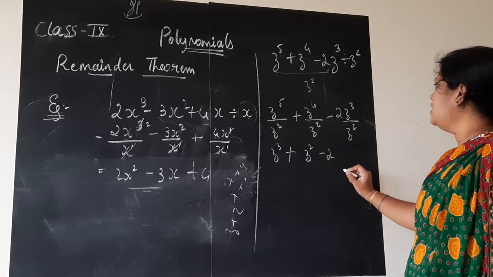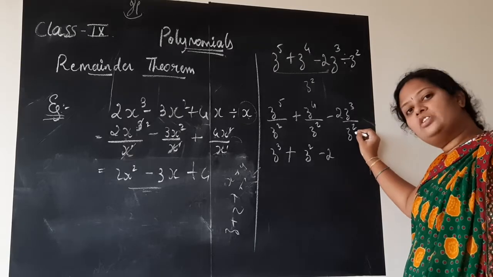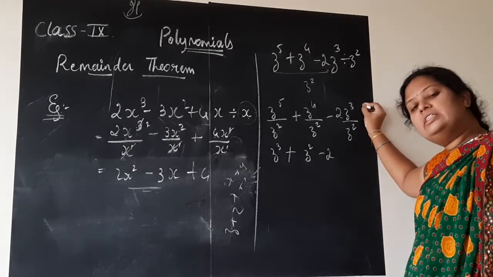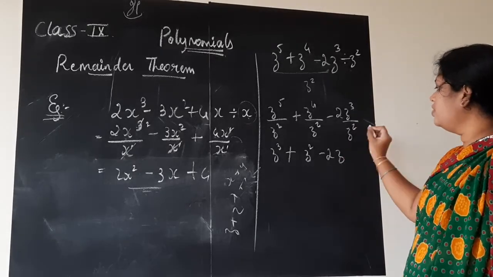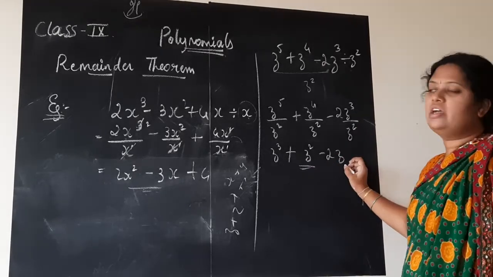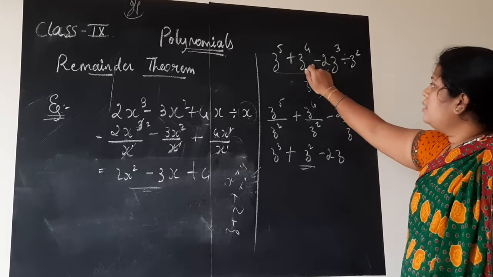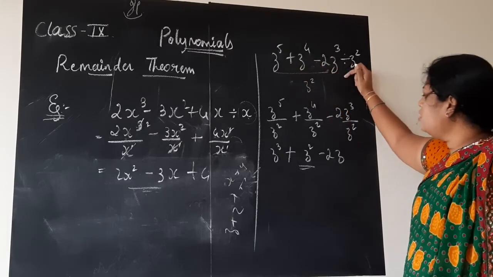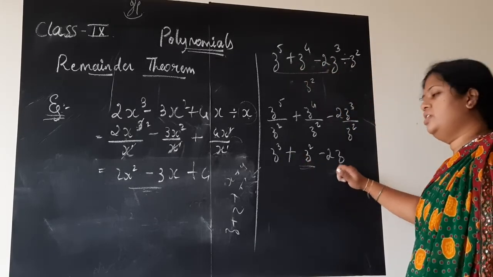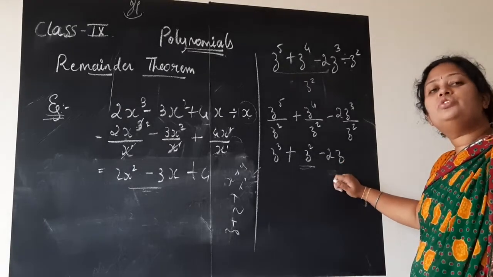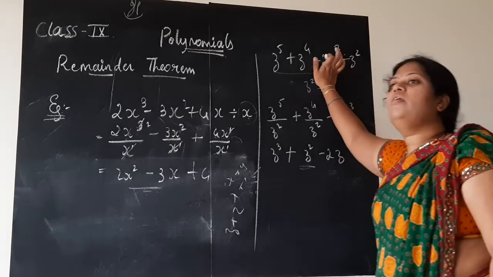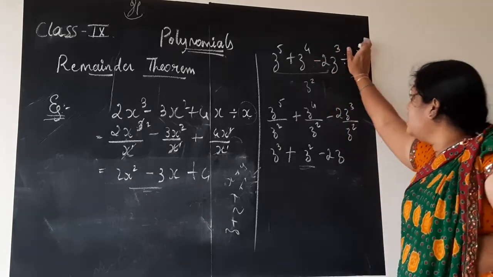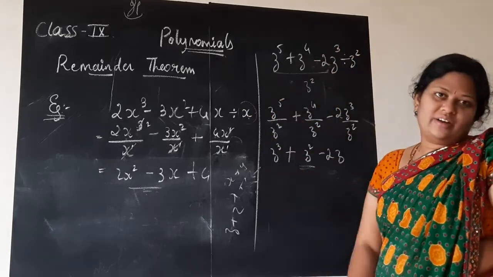Minus 2 as it is. If I write z cube by z square, in the numerator 3 z's, in the denominator 2 z's. 2 z's cancel, I am left with only 1 z in the numerator. So z power 5 plus z power 4 minus 2z cube divided by z square is z cube plus z square minus 2z. This is how we used to divide when the monomial, binomial, trinomial or polynomial has to be divided by the monomials, children.